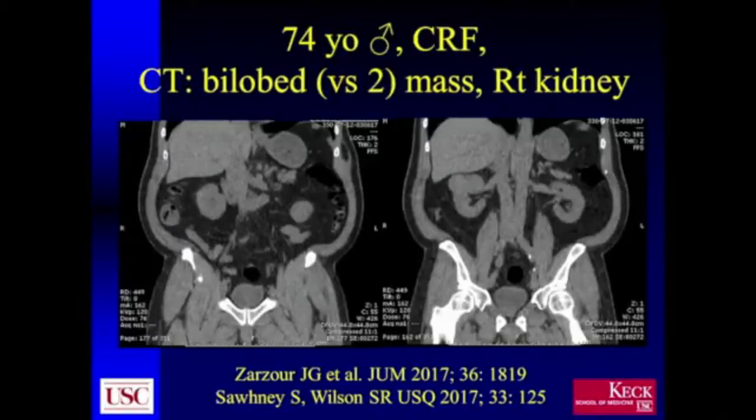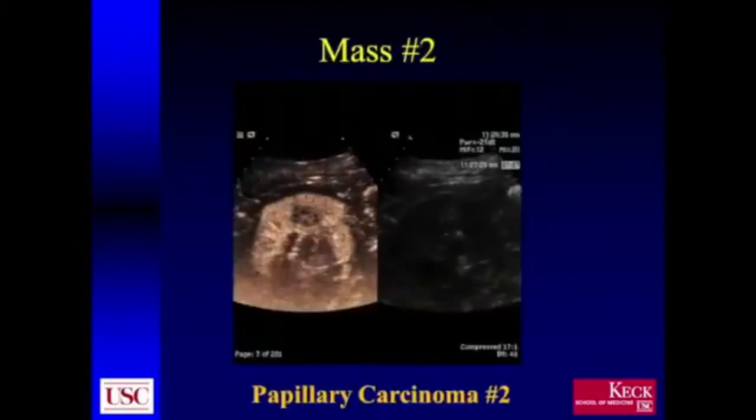Basically, about all you can really say in this particular case is yes, there are two mass-like areas in the upper pole of the right kidney, which you can see here and here. This was a patient who was 74 years old, with a history of chronic renal failure, so contrast injection was out of the question. And so further characterization of these areas was essential.